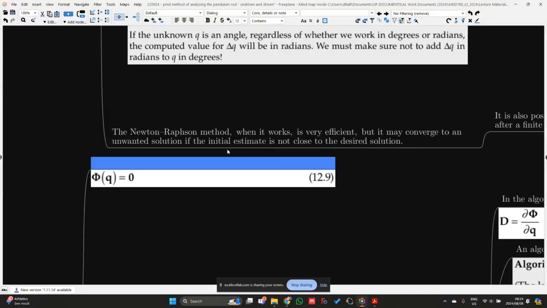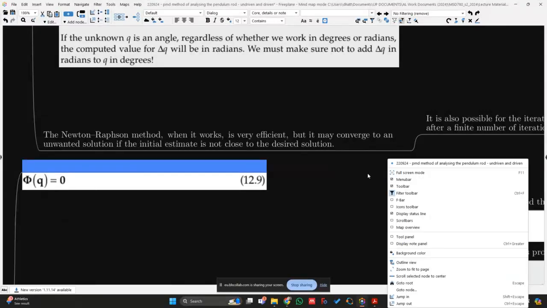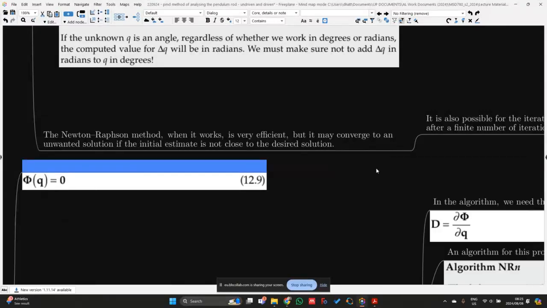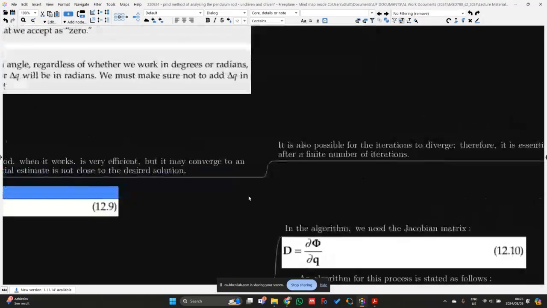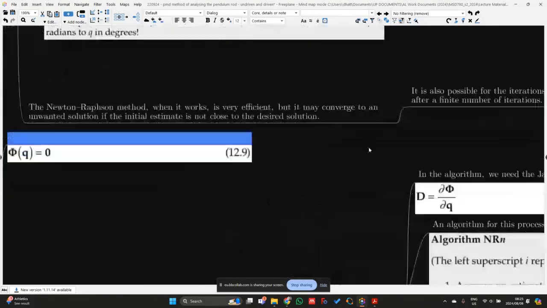Yeah. So the Newton-Raphson method, when it works, is very efficient, but it may converge to an unwanted solution if the initial estimate is not close to the desired solution. So in other words, it's sensitive to where we start with the initial design. It is also possible for the iterations to diverge. So this is what we just discussed. Therefore, it is essential to terminate the process after a finite number of iterations as well. And this is then done by specifying that epsilon tolerance over there.